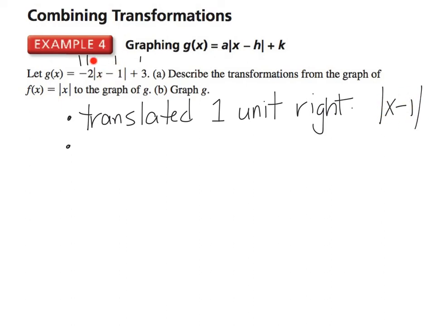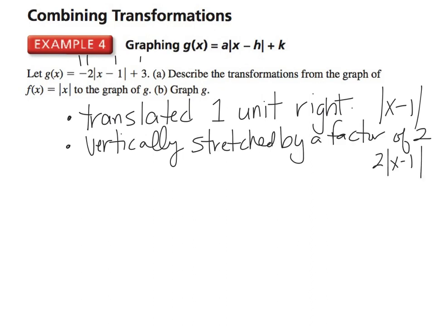Then from there, it's being multiplied by 2. And because we're multiplying the outside, that means we're multiplying the y value, so that means it's going to be vertically stretched by a factor of 2. And the reason we know that is because it's being multiplied to the y values. So after we've done something to x, we're multiplying it. It's vertically stretched by a factor of 2. That's a review from section 3.6.